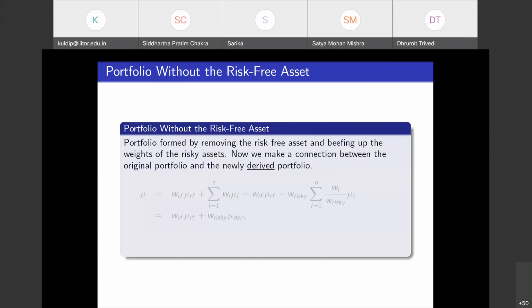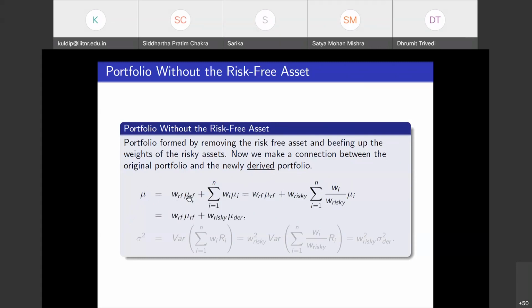All right. Because once I remove the risk-free asset, I cannot have a portfolio with the sum of the weights of the risky assets being equal to 0.8. So I make a proportional increase for all their weights in order to get the sum of the weights equal to 1. Now we consider the previous portfolio, which had the risk-free asset, as the original portfolio, and this new portfolio that I have created without the risk-free asset, followed by jacking up the weights, I call the derived portfolio.